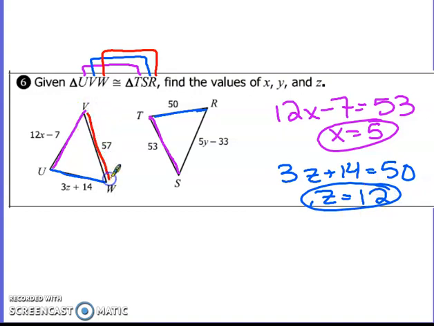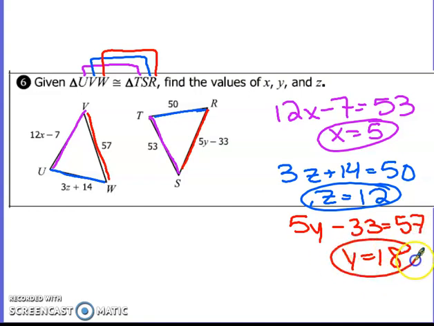Last but not least, I have WV, which is 57. Well, WV matches up with RS. So now I'm going to take 5y minus 33 and set that equal to 57. If we solve it, you should get y equals 18. But keep in mind, congruent parts of congruent triangles mean that they equal each other. The word congruent does not change just because we're getting into triangles. They're still equal to each other.